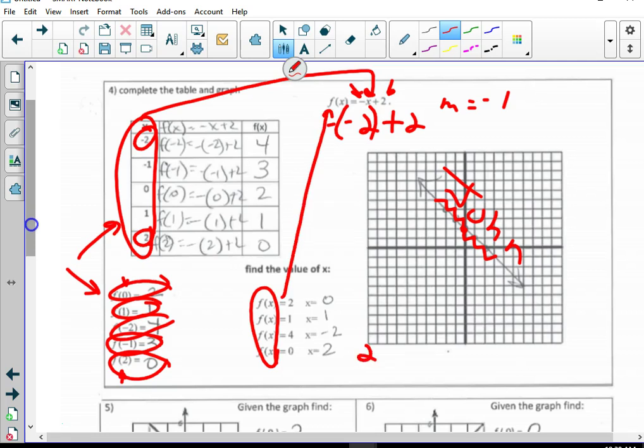So you say 2 equals -x plus 2, and you work backwards and solve for x. Which means you have to subtract 2, divide by -1 every time. And those are the answers you get.